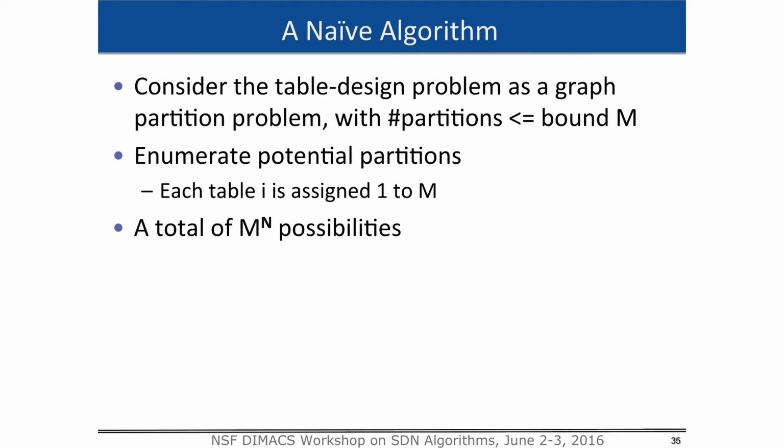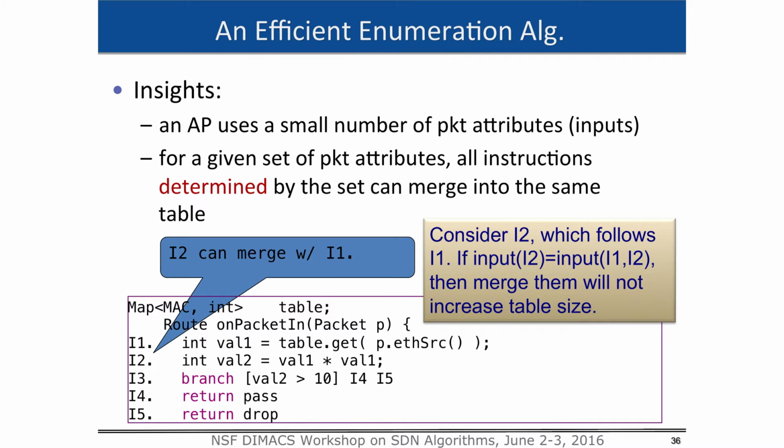So a naive algorithm would be to consider this table design problem as a graph partition problem with the number of partitions bounded by m, and we can simply enumerate all potential partitions. But suppose we have at most m tables and n instructions, there are a total of m to the power of n possibilities. It's simply not possible. It's very time consuming.